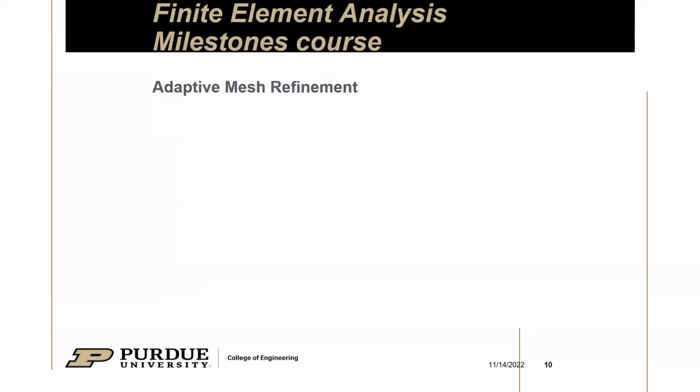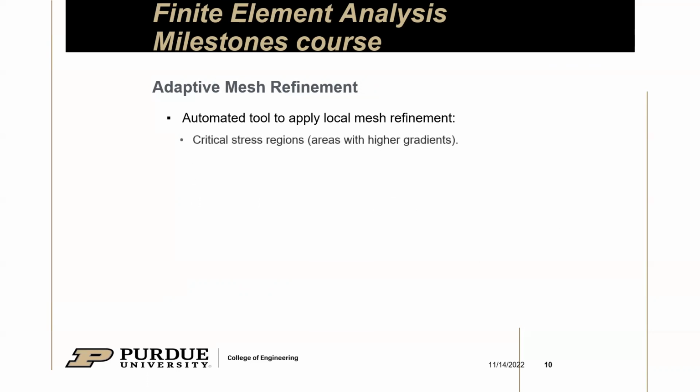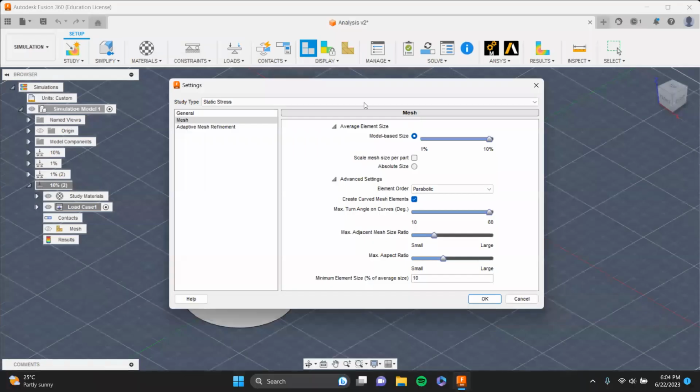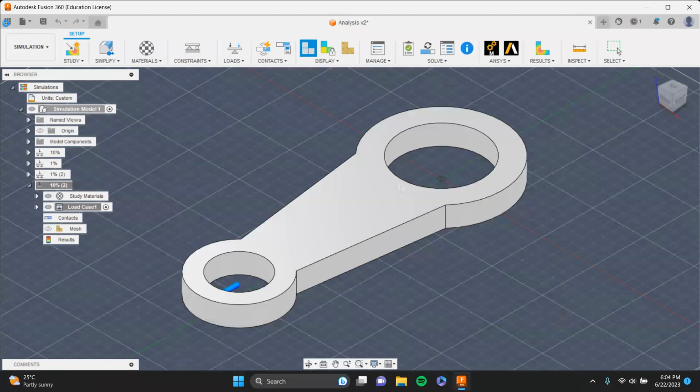The next one is personally my favorite because it's really cool. It's called adaptive mesh refinement. It's basically an automated tool in Fusion to apply local mesh refinement. What that means is basically Fusion will make the mesh for you. And how it does that is it analyzes what are called critical stress regions. These are areas with higher gradients. I'm gonna try to show you something here.